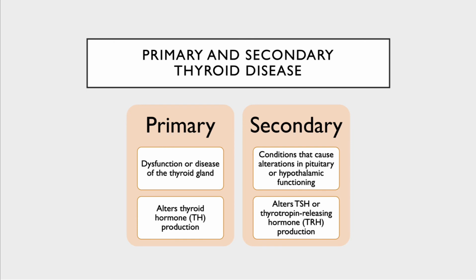When the TSH is elevated, then you can order a reflex T4 where the lab will then automatically do the T4 level. And if the T4 level is low with the TSH high, then that's a primary thyroid disease. Okay? So that's how we do that.